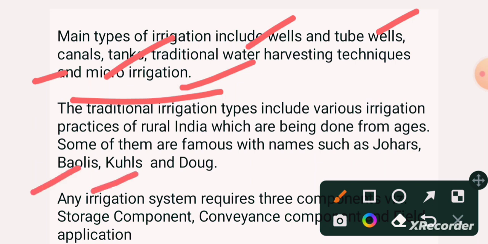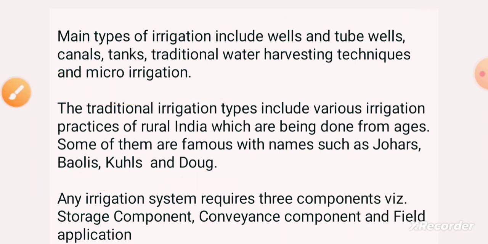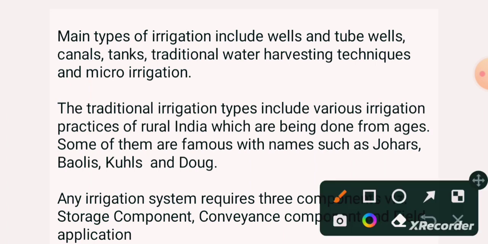These are the names of the traditional methods of irrigation. Any irrigation system requires three components. These are the three major components required for any irrigation system.